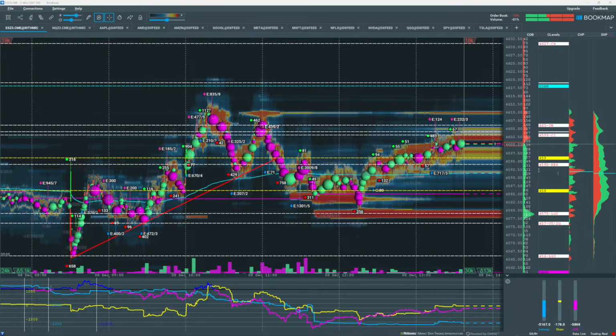Just to point out, right now this is the Z contract, the December contract for futures. Rollover will happen on Monday. That's when I'll roll over, so I'll be on the March contract on Monday. So this is the last day for the Z contract.